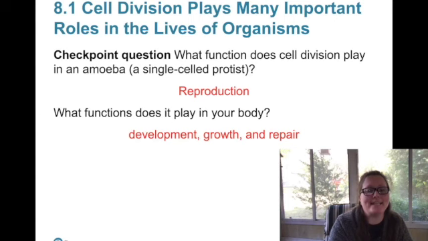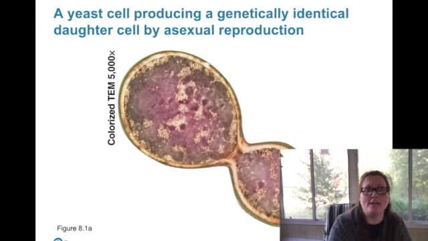I think in class I said that it was multiply by division. So this is just showing you a cell dividing. This would be telophase, because it's about to pinch off. It hasn't pinched off yet. Once it pinches off, that will have been the cytoplasmic division.